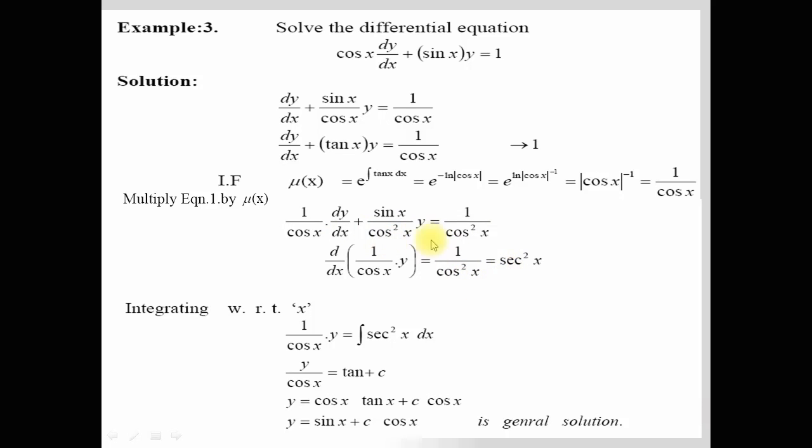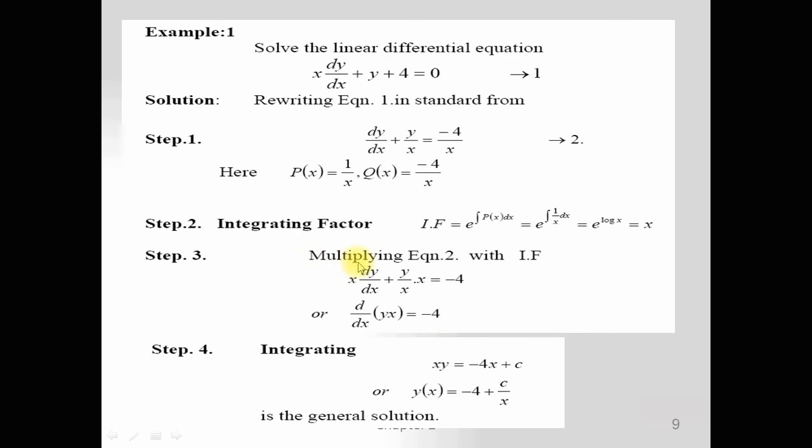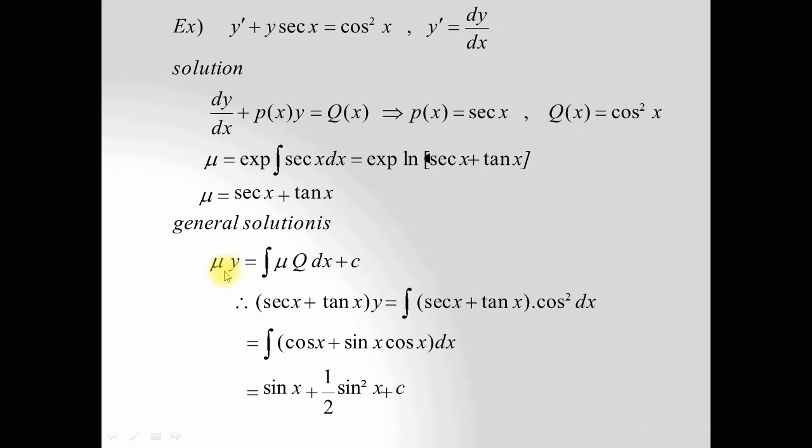And dear students, you can use the formula with the integral factor. The integral factor is 1 over cos, and integral factor times y is equal to the q function times the integral factor. This is the integral factor and this is the Q function. So we can find the solution easily by using this formula, that integral factor times y is equal to integration of integral factor times q with respect to x plus c.